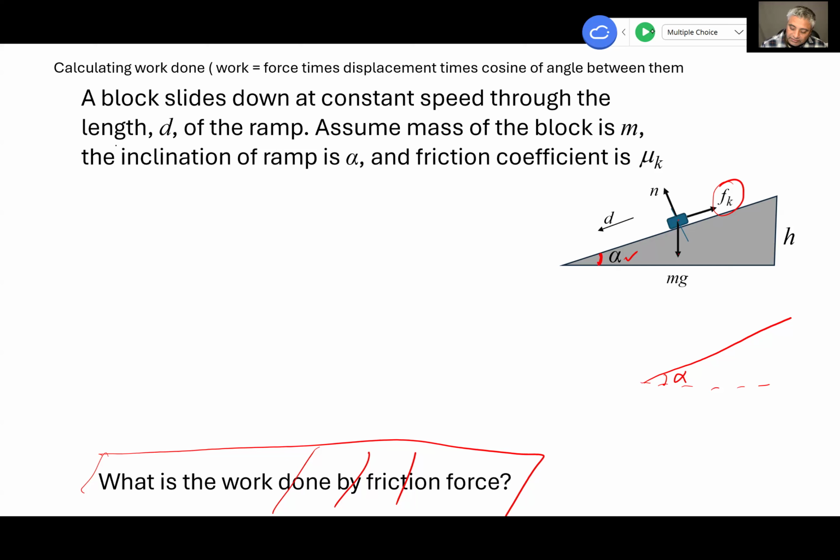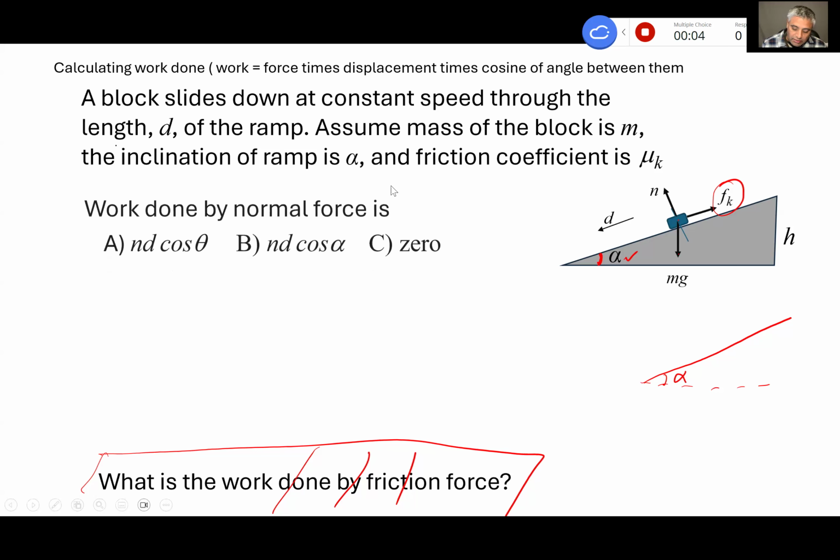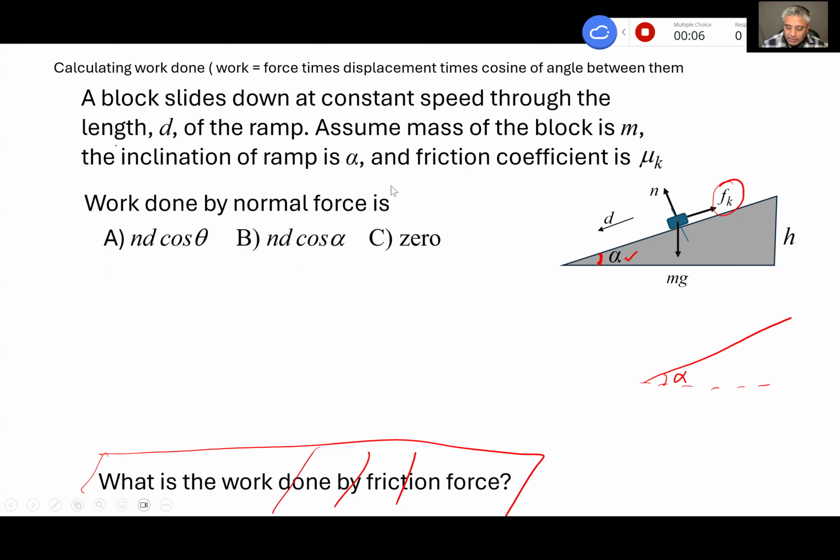Now I'm asking you, oops, what is the question? I already ran this. The question is, what is the work done by the normal force in this case? So draw the force and displacement and figure out the angle, and from there figure out the work done. I'm giving you a total of 2 minutes this time.